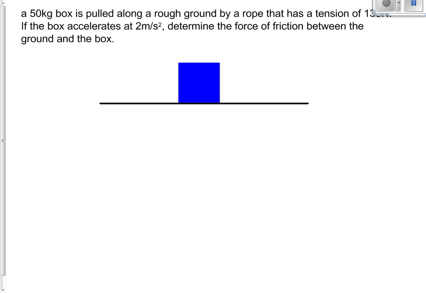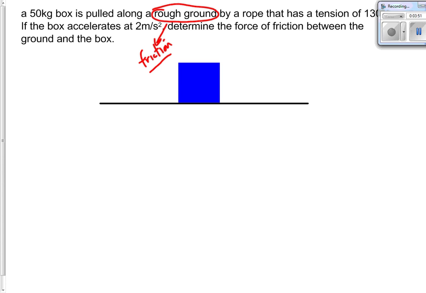So in the first one, a 50-kilo box is pulled along a rough ground, and you want to start to look for important terms. So a rough ground implies that there must be friction, and we're going to spend some time on friction next week, but for now we know that there has to be friction, and then the physics in the problem tells me that there has to be friction too. It's pulled by a rope that has a tension of 130 newtons, and we see that the box will accelerate at 2 meters per second squared as a result. We want to determine this force of friction between the ground and the box.